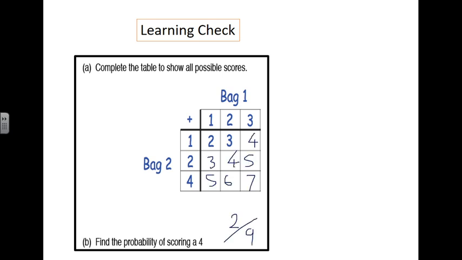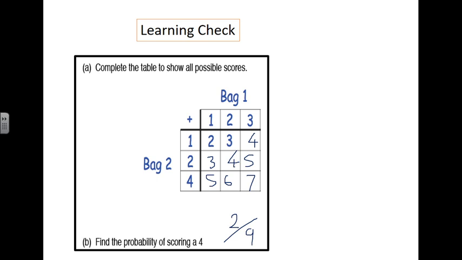Okay, so this is what it should look like when you've done your table. You just added them all up. So 2 add 1 gives you 3, 2 add 2 gives you 4, 2 add 3 gives you 5, 4 add 1 gives you 5, 4 add 2 gives you 6, 4 add 3 gives you 7. Okay, so all I'm doing is working them out. I'm doing whatever's in the column added together with whatever's in the row. Okay?